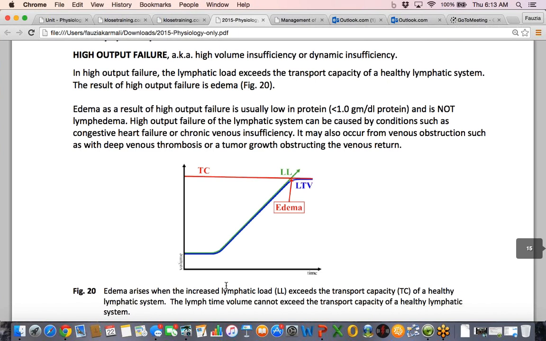So now, why are those conditions important? If we go back to our diagram, this is when we end up having edema. Your lymph time volume increases because of the load, and if it exceeds or hits that transport capacity, or the maximum amount of load, then you're going to start to see edema forming.